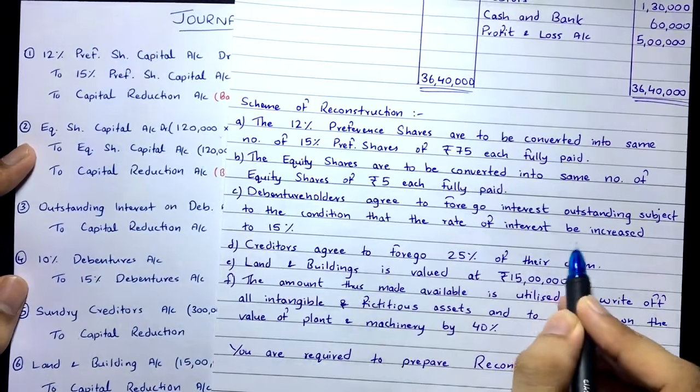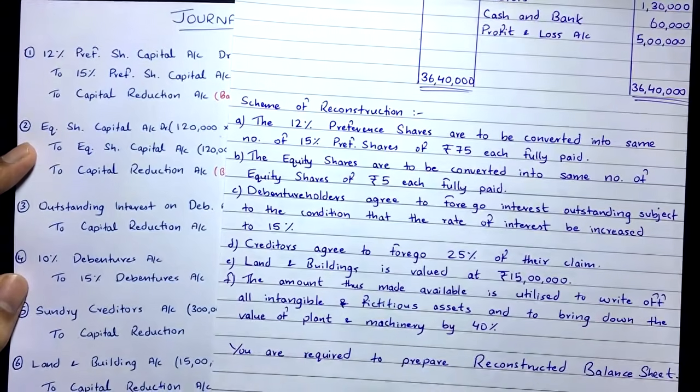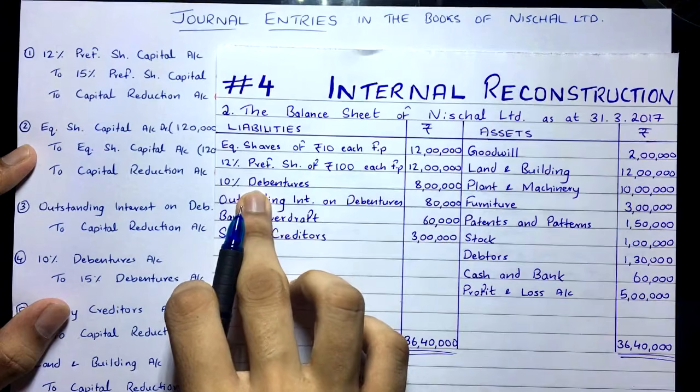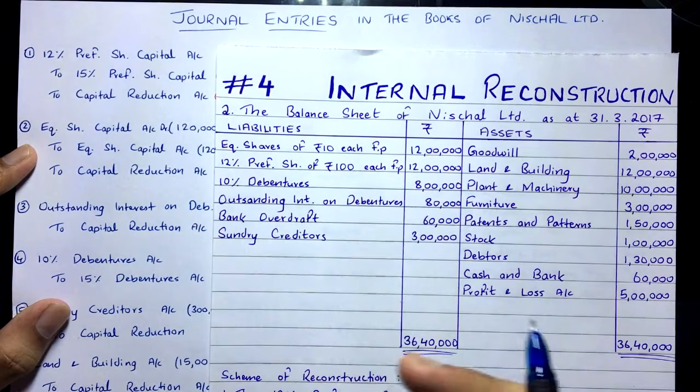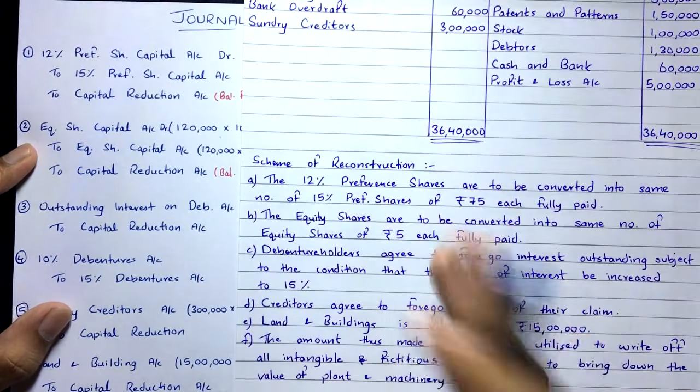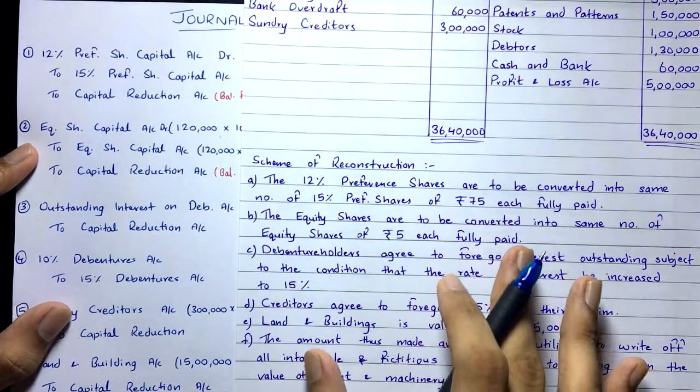Then the third thing. See here, C: debenture holders agree to forego interest outstanding subject to the condition that the rate of interest be increased to 15%. Now what is happening here? In the balance sheet we have debentures. As a company, we have made a deal with the debenture holders. We have said to them, the company is going to get liquidated. We have to save the company.